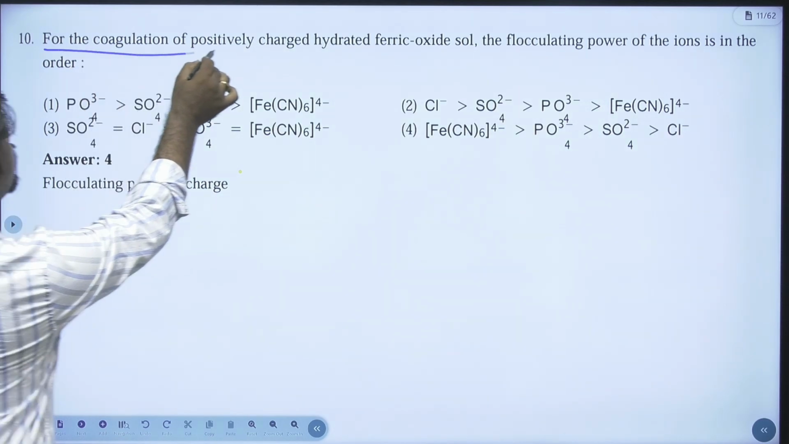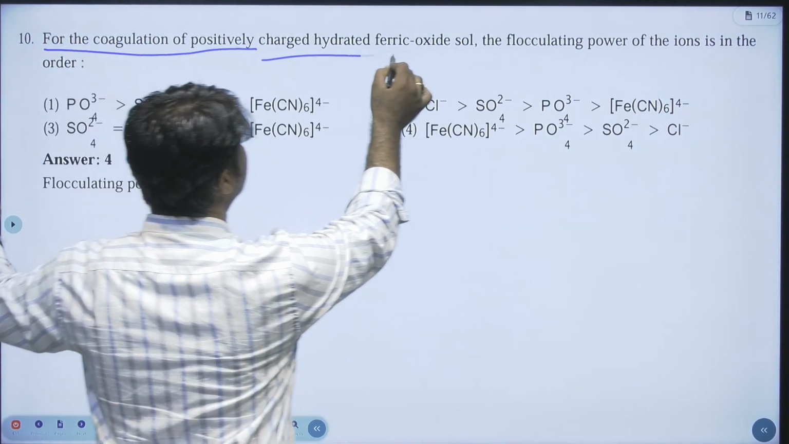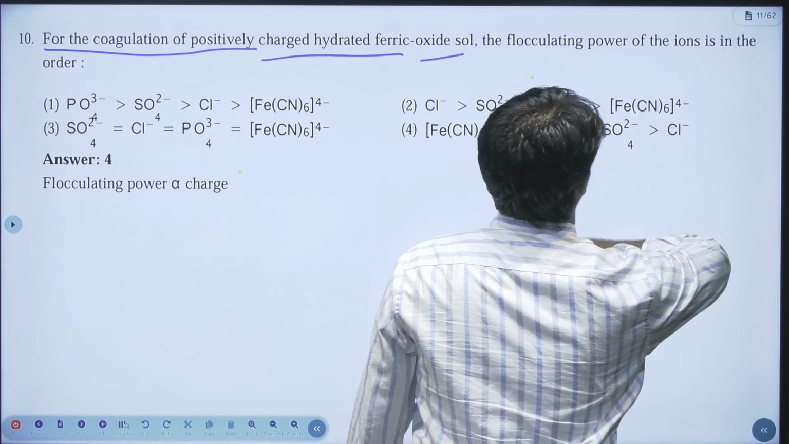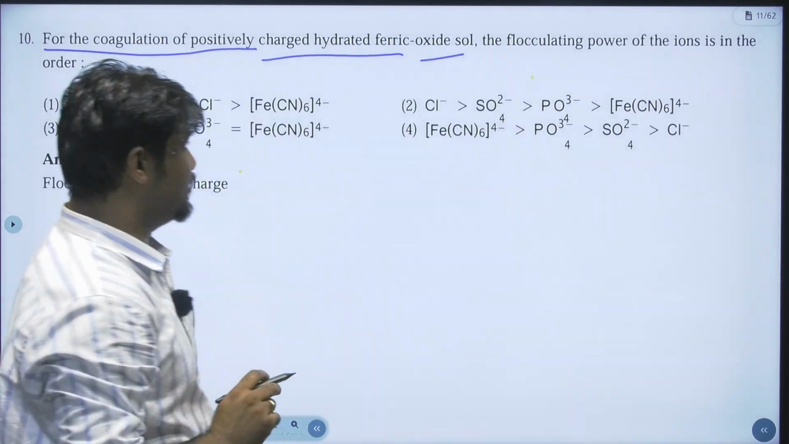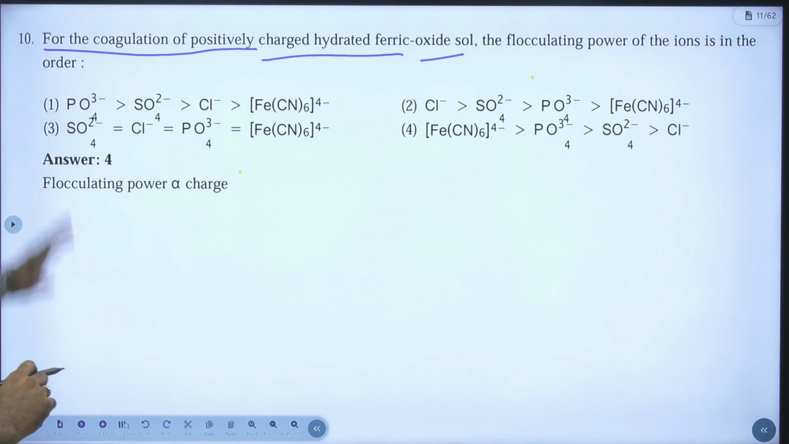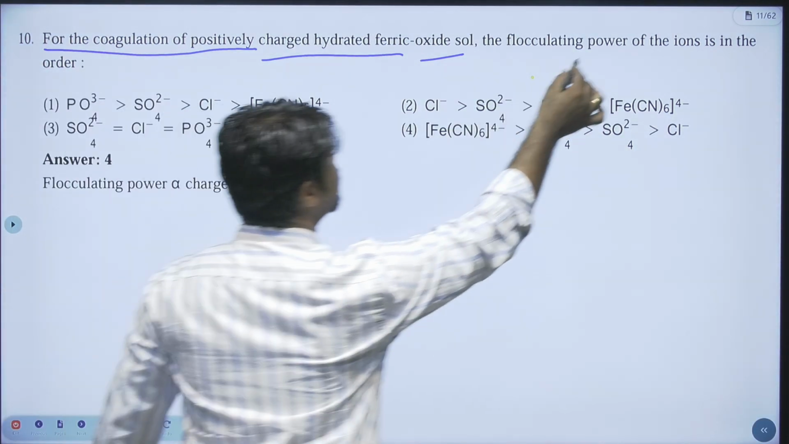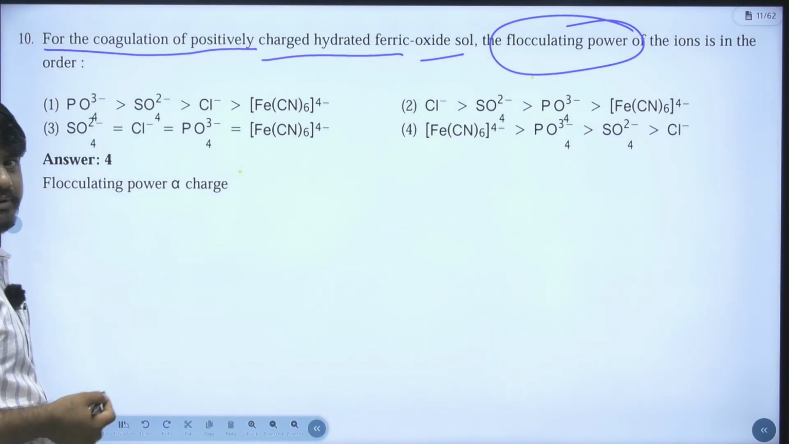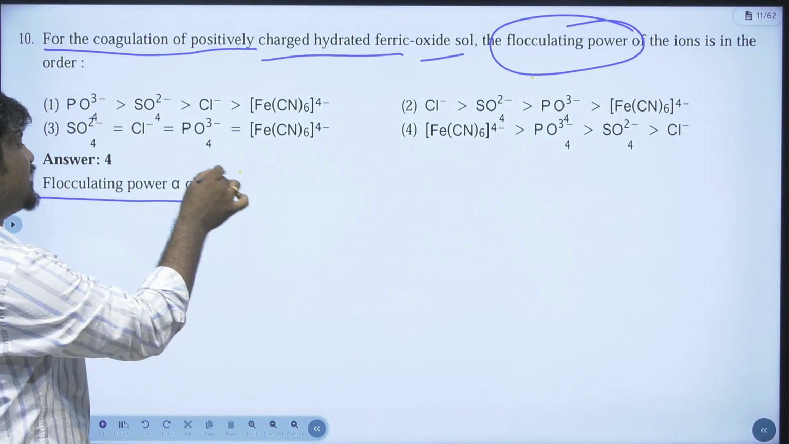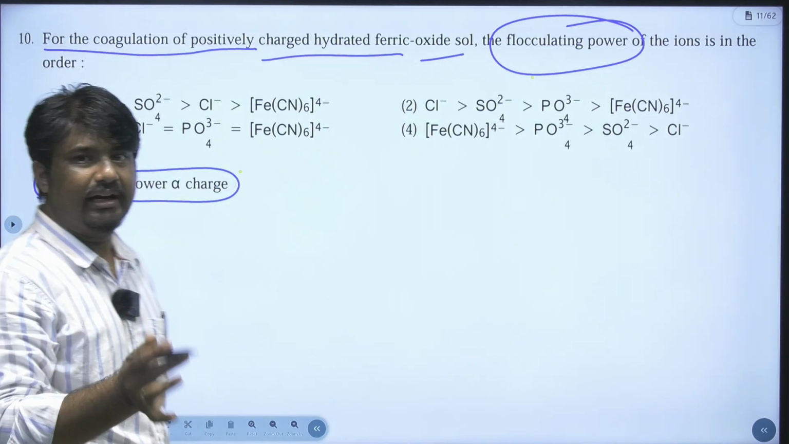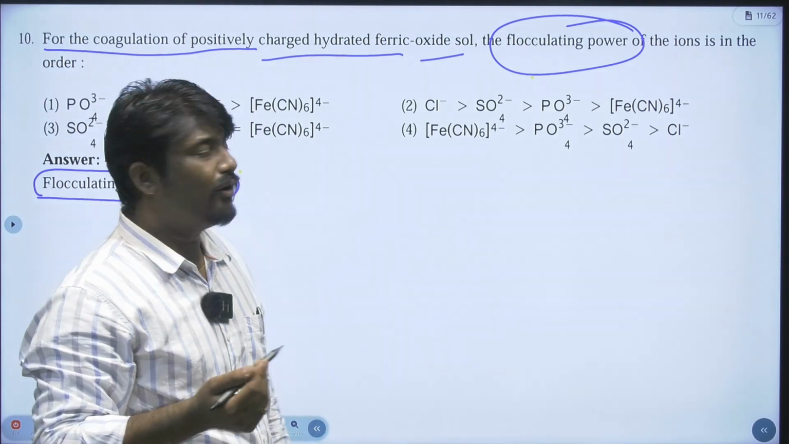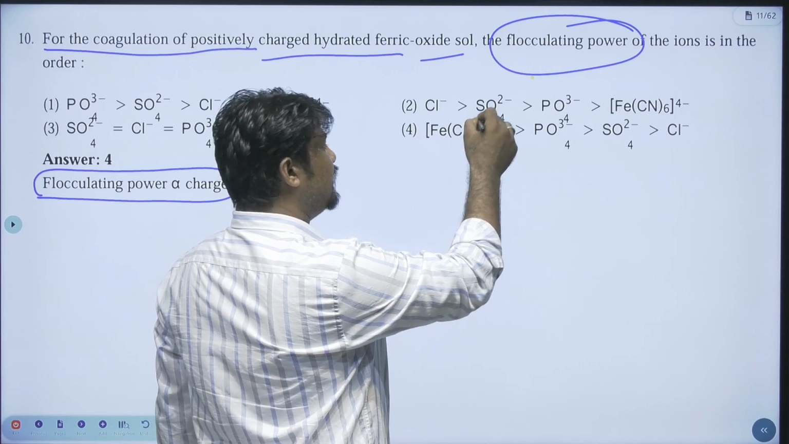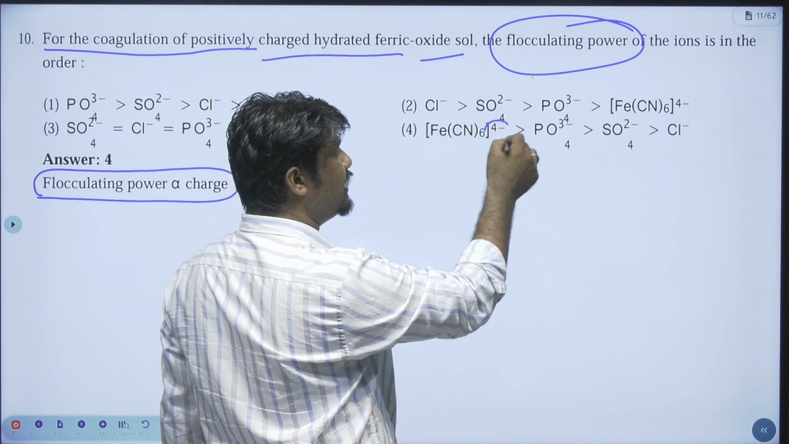For the coagulation of positively charged hydrated ferric oxide sol, the flocculating power of ions is in the order. Here they are asking about the flocculating power. We know the conceptual statement: the flocculating power is directly proportional to the charge. Greater the charge, greater the flocculating power. Here Fe(CN)6 is taken, to the power minus 4. Here minus 4 is the greater charge.